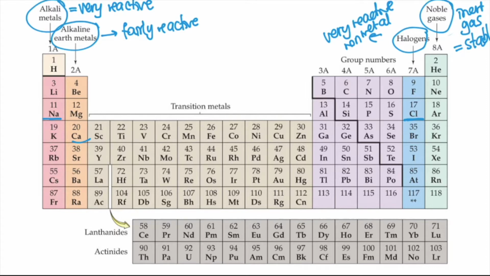Another thing I want to point out is that the group number also represents the valence electrons of each element. For example, nitrogen is going to have 5 valence electrons and oxygen has 6 valence electrons. I'm going to talk about this in more detail in the next video, but just keep in mind that the group number also represents valence electrons.